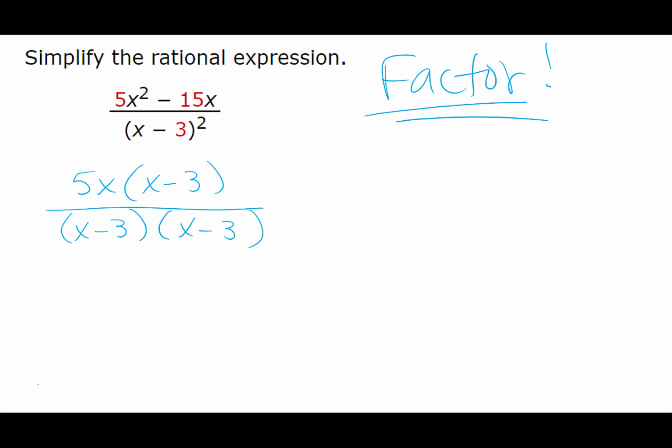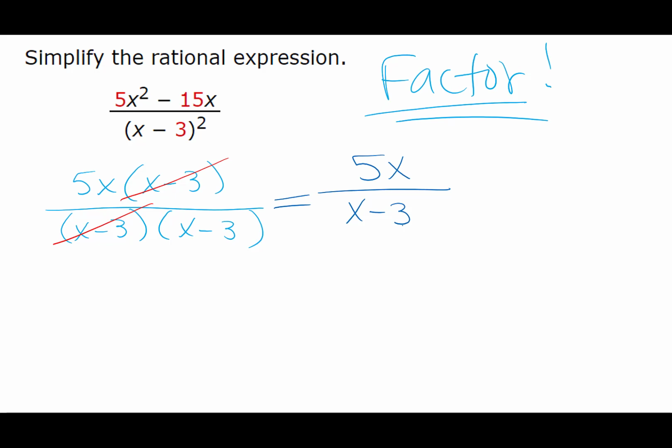Now you can see all the factors and cross out the factors they have in common. The numerator and denominator both have x minus 3, so those can cancel. And that leaves the final answer to be 5x over x minus 3.